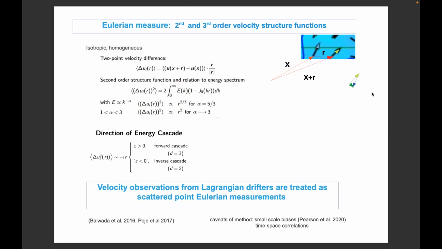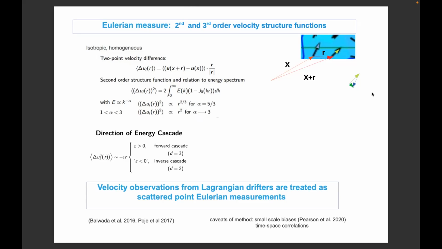So this method is not so easy to apply in the ocean. That's why we look at Lagrangian drifters and derive the velocity from these trajectories of Lagrangian drifters and treat them as if they were scattered point Eulerian measurements. That has been done, for instance, by Balwada to derive the energy distributions on different scales, or spectral fluxes, or by Ambrosio. And also Han Van gave a very nice talk on that yesterday.